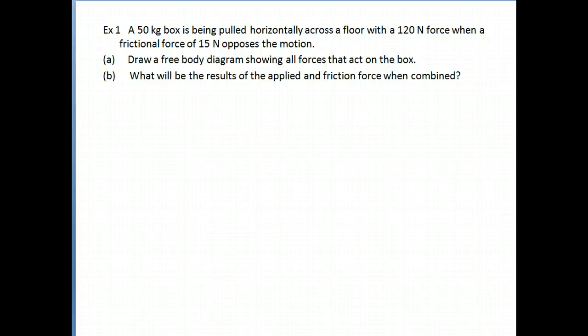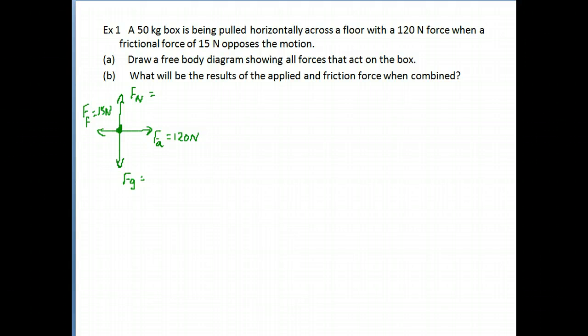And force is a vector, so you may need to keep that in mind when considering symbols. Okay, I assume most of you were able to put in the force applied of 1200 newtons, and our frictional force acting in the opposite direction of 15 newtons. But how many people considered the force of gravity and the normal force?